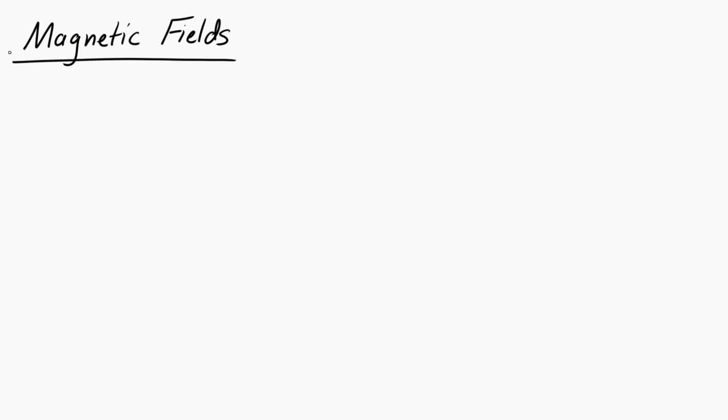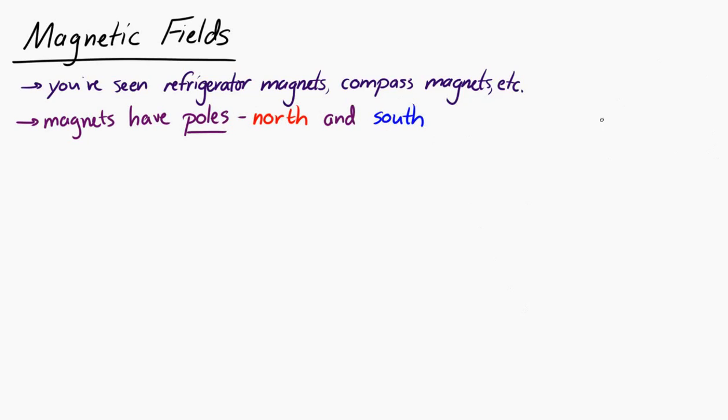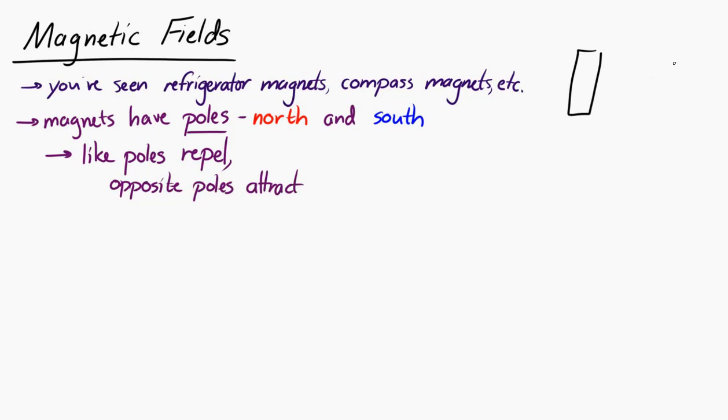Let's take a look at magnetic fields. So your introduction to magnetic fields and magnets and magnetism is probably like a magnet on a fridge or a compass needle or something like that. You probably know that magnets have poles. We call them north poles and south poles. And like poles repel and opposite poles attract. So north pole attracts a south pole attracts a north pole, north repels north, south repels south.